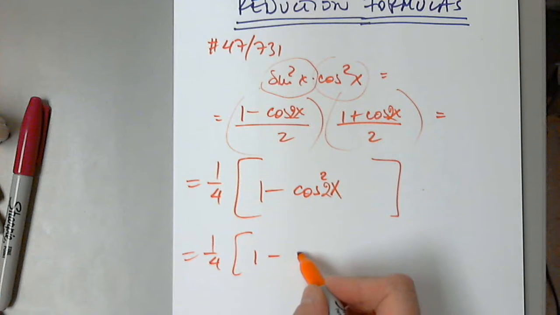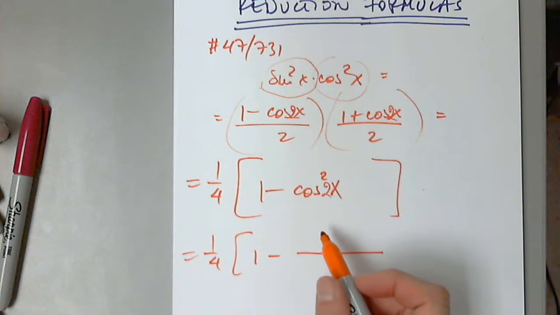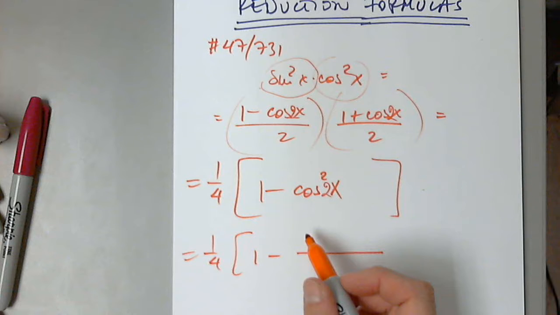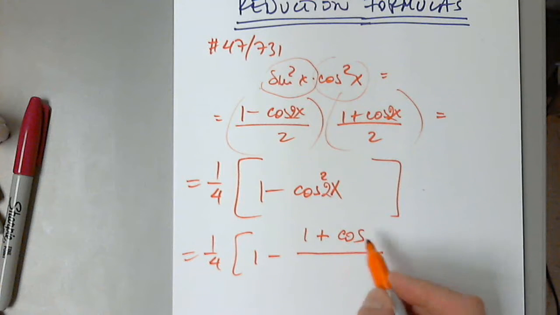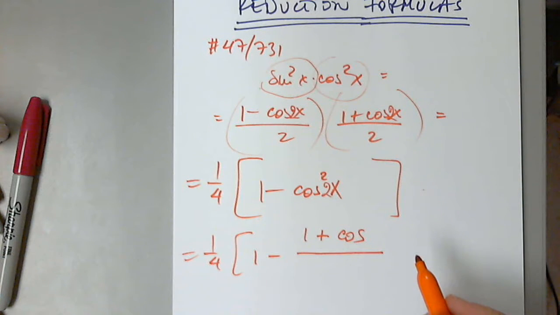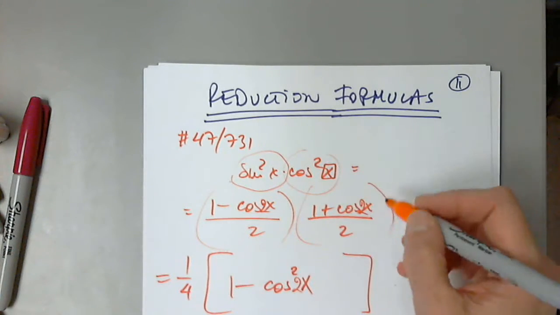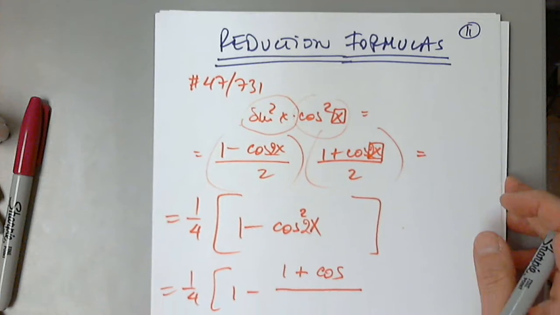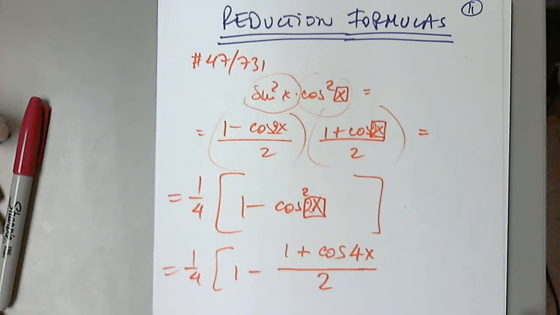So how will this look like? 1/4, 1 minus. Can anyone give us the same identity we used for cosine squared? But this time it is for cosine 2x squared. Can anyone give it a shot? 1 plus, because it's cosine. Cosine of. Okay, let's go back. If this is x, this must be 2x. If this is 2x, this must be 4x, divided by 2.